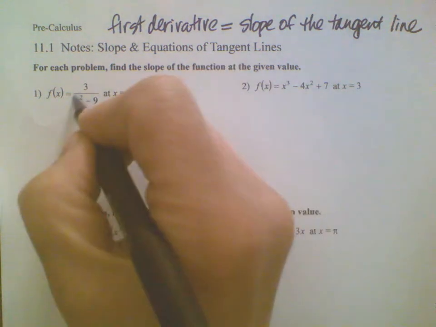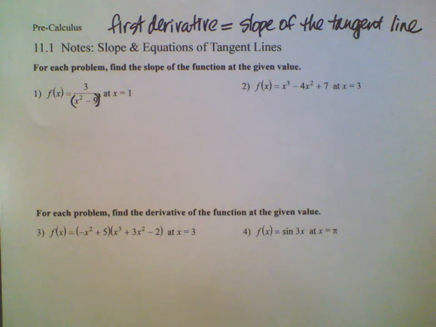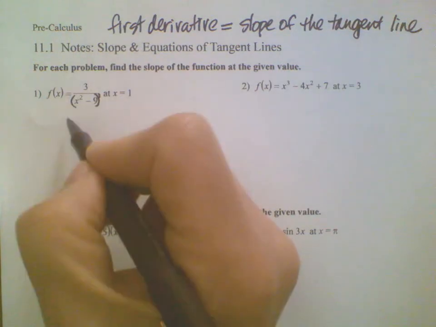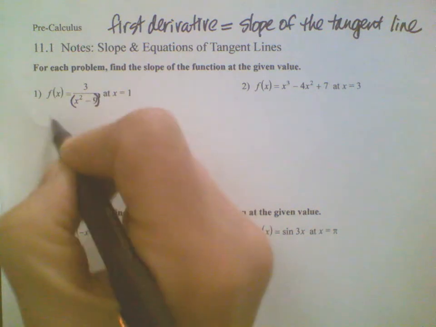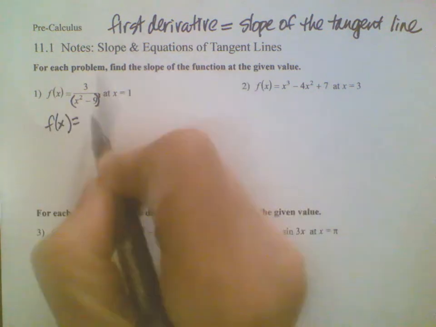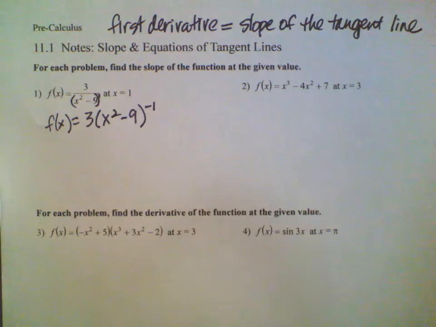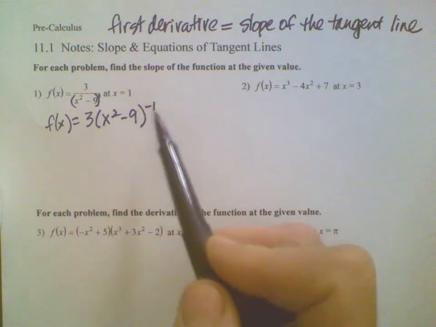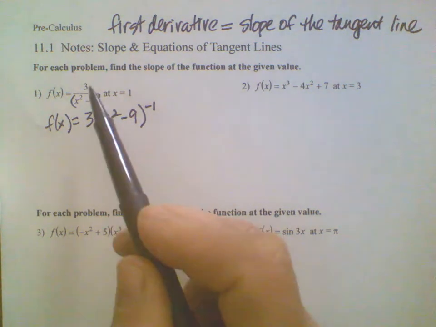So what I like to do is take that bottom and make that quantity a first power, because there is one of them, and that's what a power means. I have one quantity of x squared minus 9 in the denominator. And then I'm going to rewrite that as f of x equals 3 times x squared minus 9 to the negative first power, because if I bring that first power up on top, then I make the power negative on it. And now this allows me to do the chain rule instead of the quotient rule.